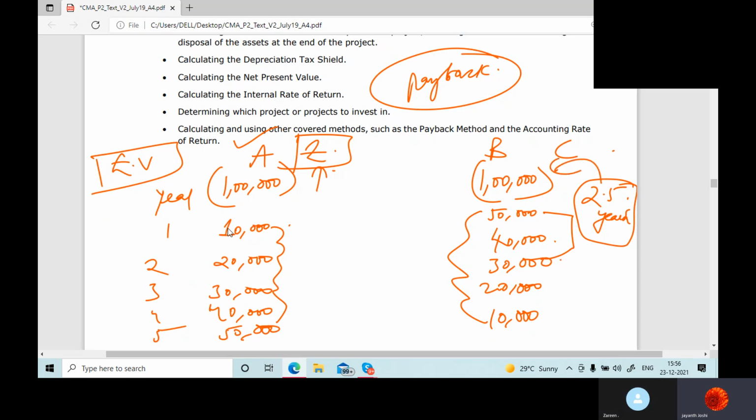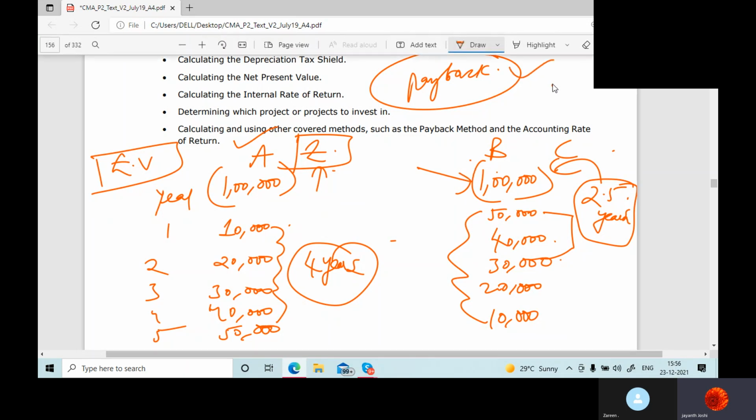But here it takes almost 4 years exactly to recover your amount. The cash flows here seem to be incremental cash flows. Even though that is the case, as per the payback rule, the project or the geographical location which we want to select is the one which gives you the recovery of whatever you have invested as soon as possible. Okay, so I think you understood the payback rule, correct?